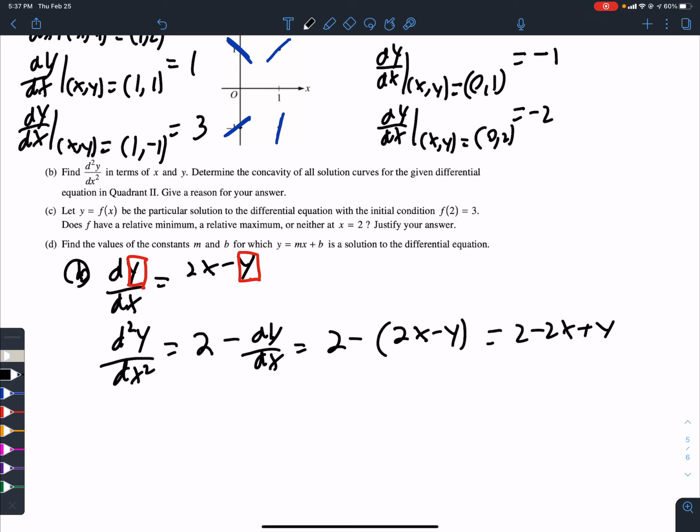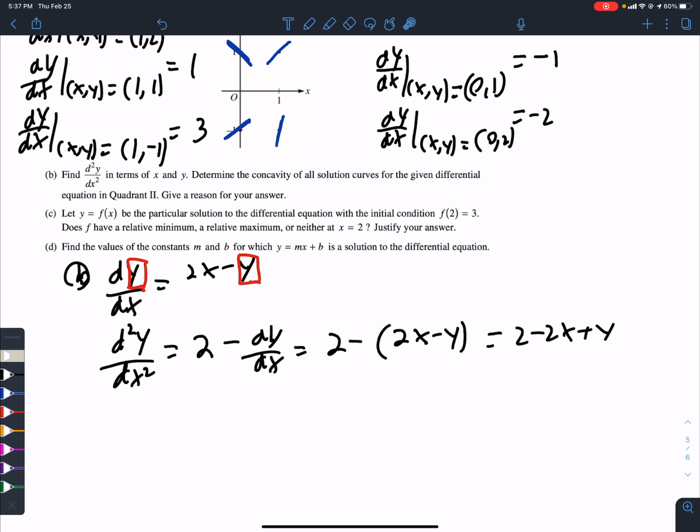Now it's asking me, what's it asking me? The concavity in quadrant 2. What's true in quadrant 2? In quad 2, x is negative and y is positive, right? If x is negative, a negative times a negative is positive, and y is positive, it's positive. So that's going to be my answer.